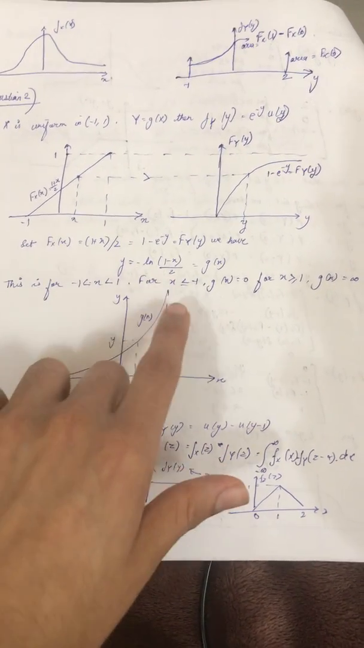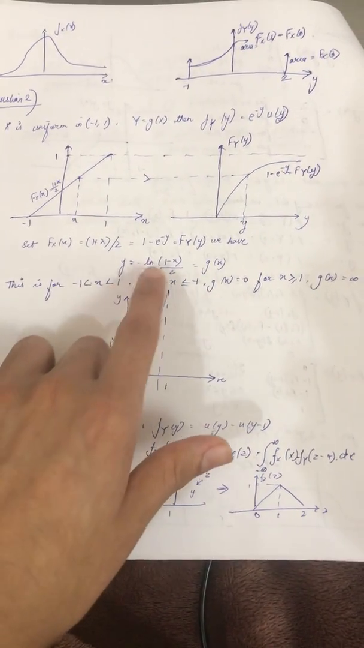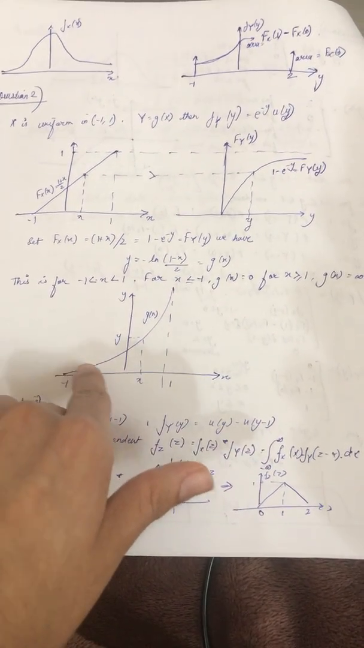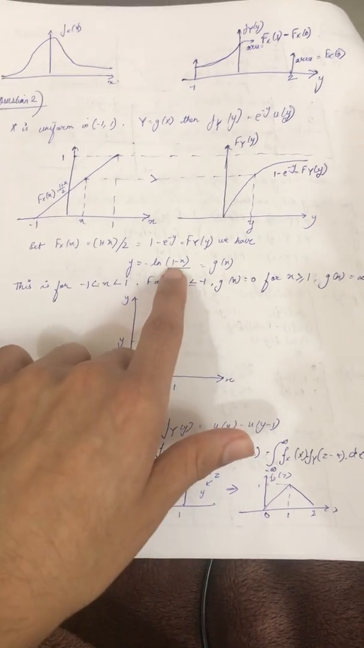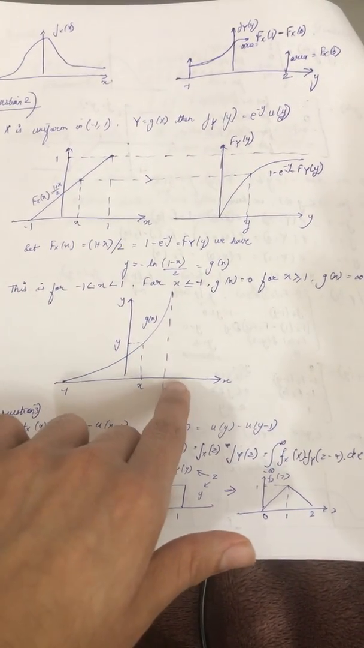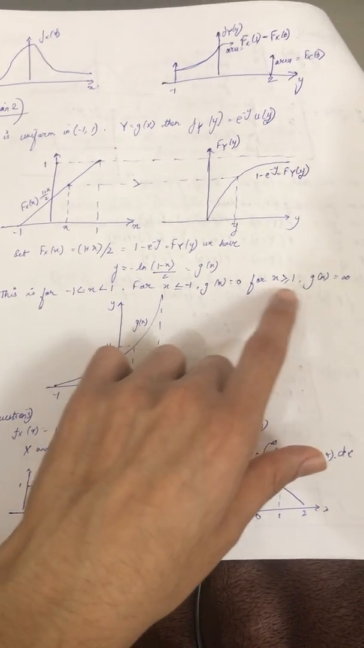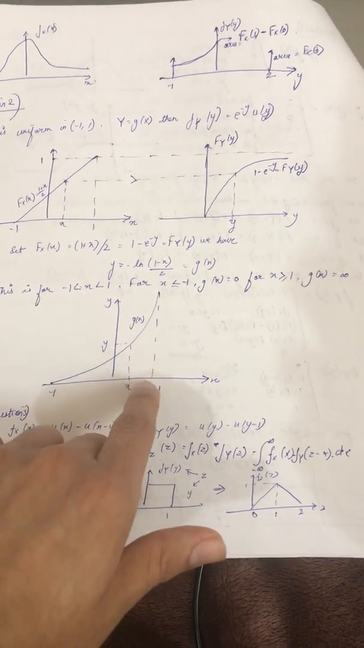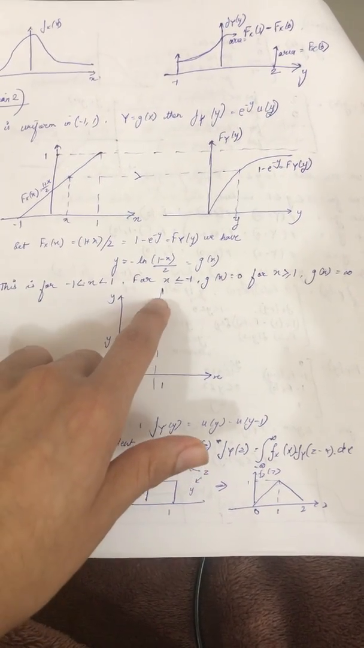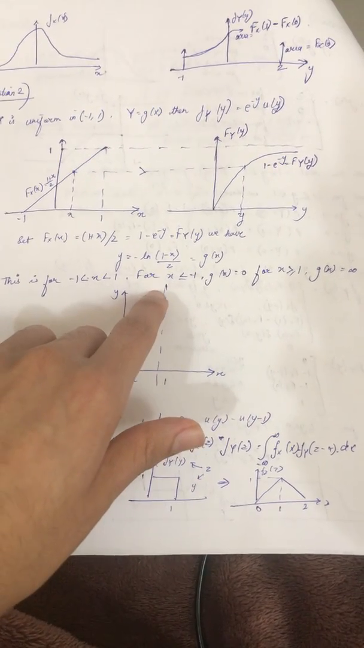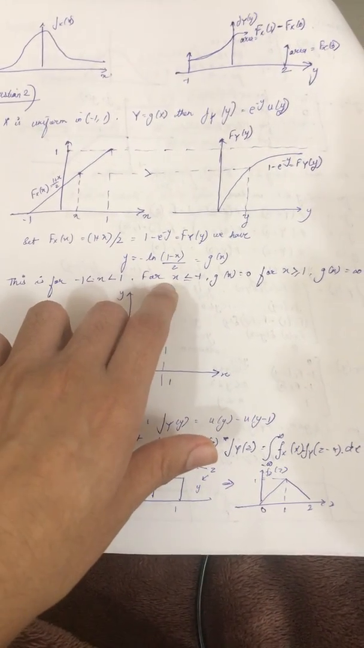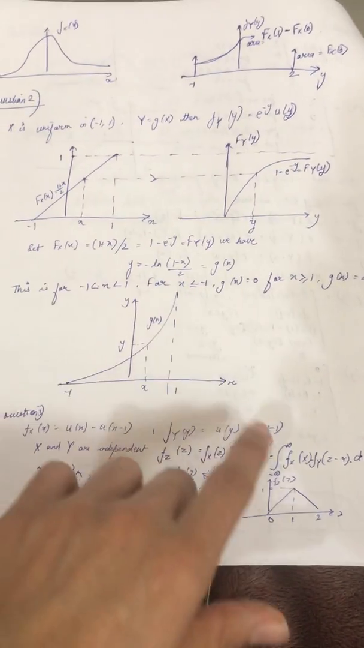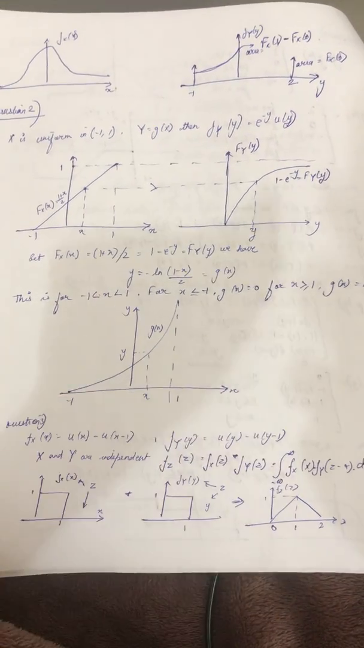When considering g of x for x between -1 and 1, we have this graph, which is going exponentially up because of this function. When you consider the area where x is greater than or equal to 1, we find that the value of g of x is equal to infinity. That's why our graph is tending towards infinity at x equal to 1, and for any value greater than 1, our graph will go towards infinity. So this was our second question. Thank you.